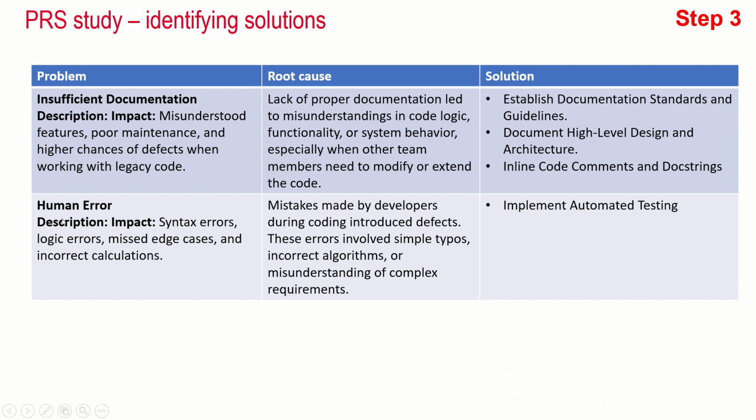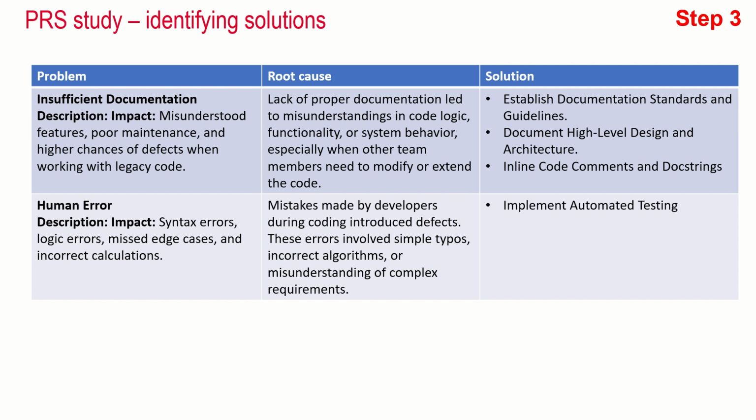The next one was the human error. The impact of the human error is the syntax errors, logic errors, missed edge cases, and incorrect calculations. So mistakes made by developers during coding introduced defects. These errors involved simple typos, incorrect algorithms, or misunderstanding of the complex requirements. And the solution is implement automated testing. So this is again one of the solutions which is tying back to our solution number 1. So use automated unit tests, integration tests, and end-to-end tests to catch these errors early in the development process.